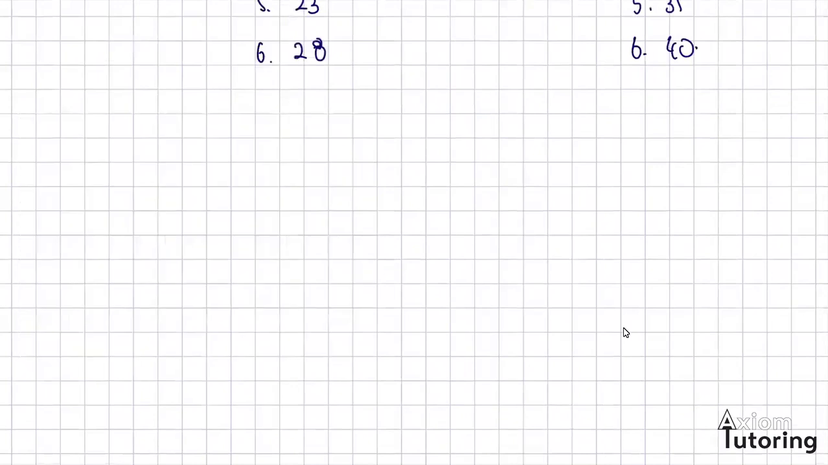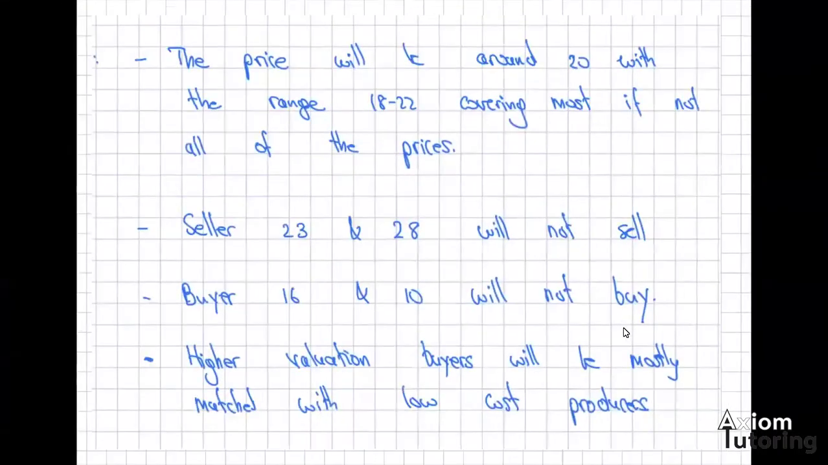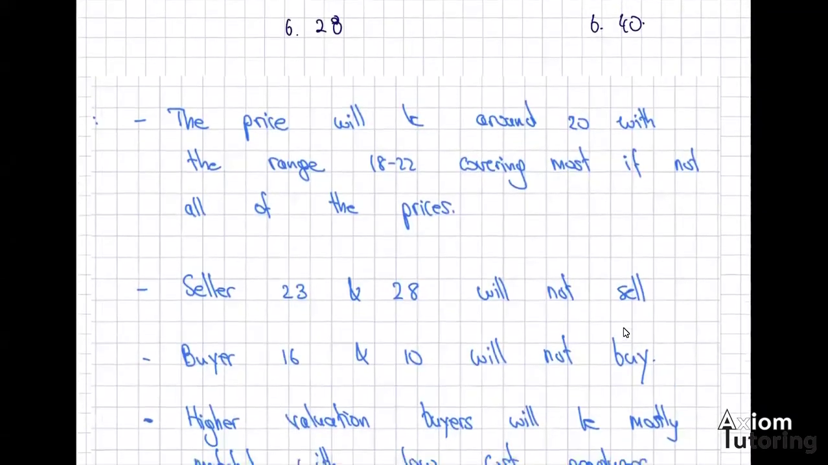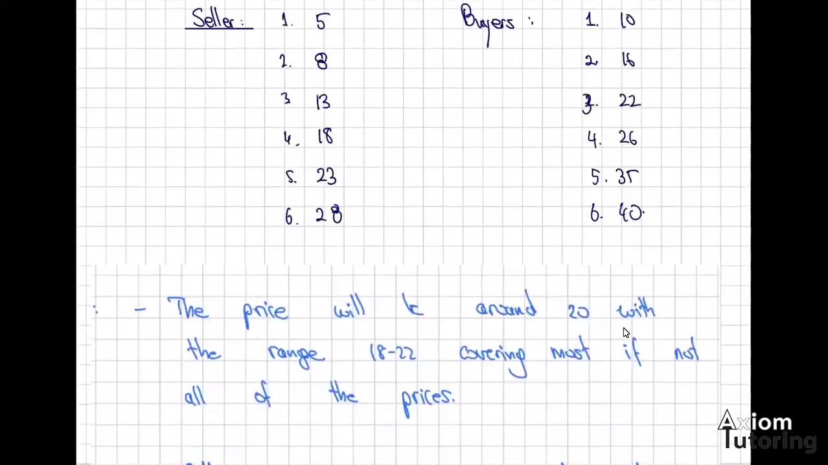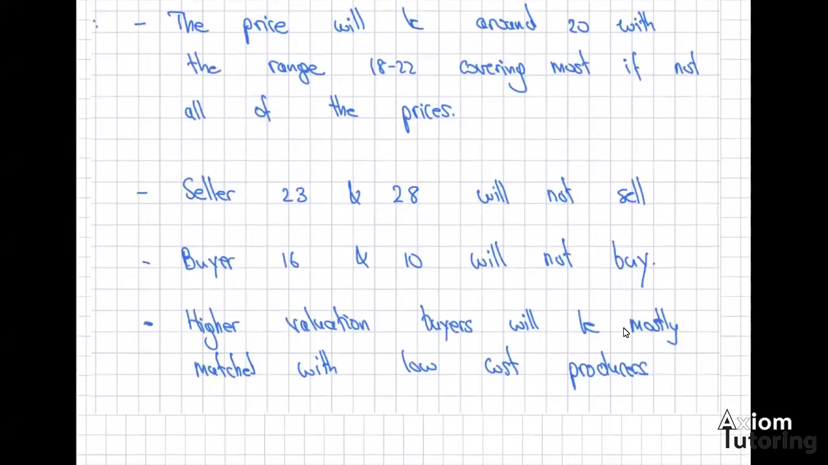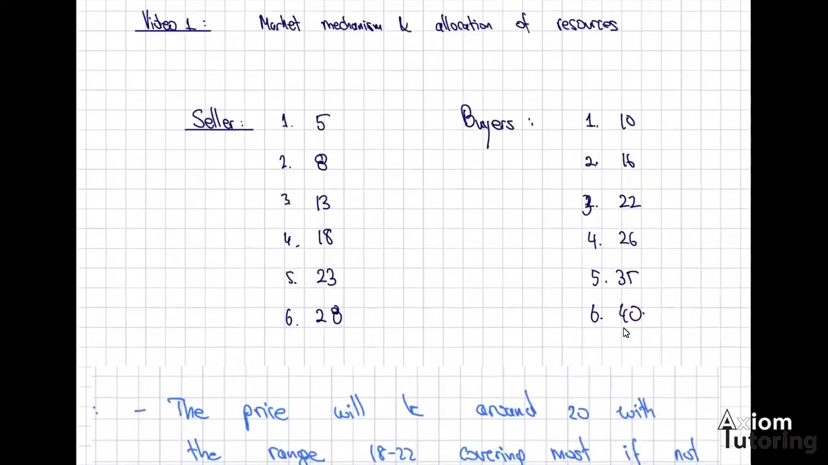And whenever I do this, I like to come up with some predictions for my students. Then we look back, and I usually write these predictions in advance, and I'm going to give you those predictions here. So here are my predictions, which are made before the game and unbeknownst to the students. The price will be around 20, with a range between 18 and 22 covering most, if not all, the prices. The sellers at 23 and 28, so these guys here, are not going to sell, okay? And the higher valuation buyers will mostly be matched with low-cost producers. These are three predictions that we can actually test in a classroom.